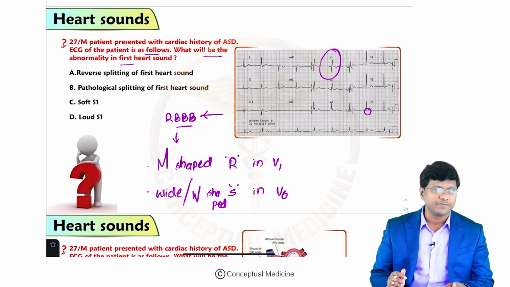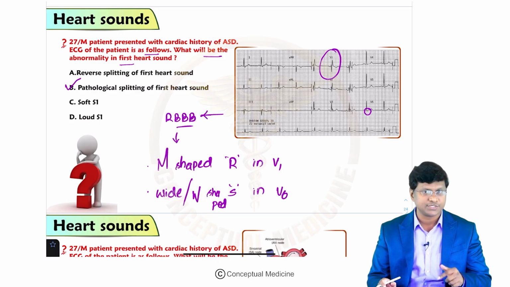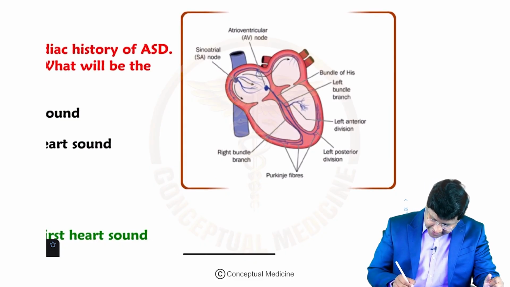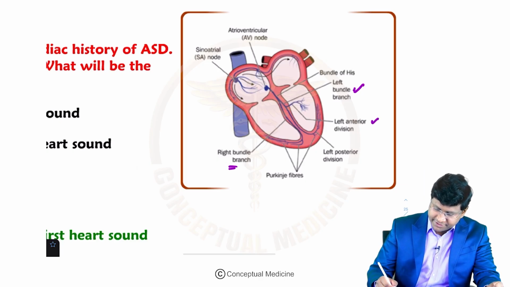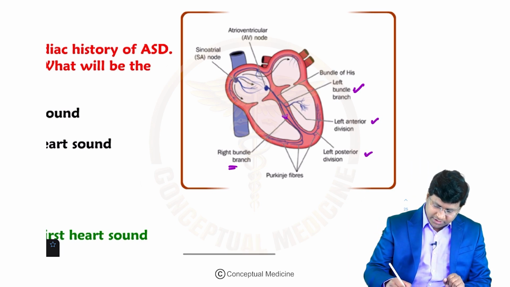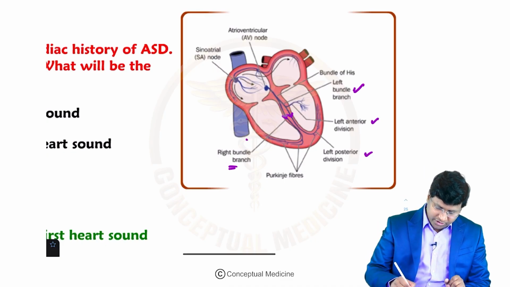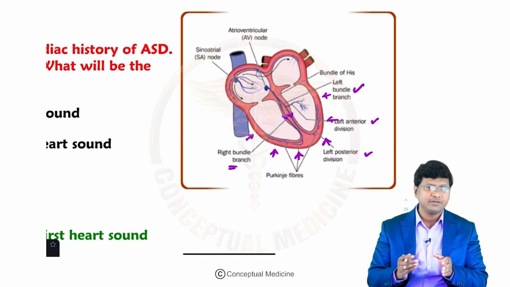Now in right bundle branch block, what will happen to the first heart sound? There will be pathological splitting of the first heart sound. Why will there be pathological splitting of the first heart sound? Let me explain to you. See, consider this is your right bundle branch as well as the left bundle branch. Left bundle branch will divide into left anterior division and left posterior division. In a normal individual, what will happen? In a normal individual, both the bundle branches receive the impulse from the AV node or bundle of His simultaneously, and both the ventricles contract simultaneously, and thereby you will have M1 followed by T1.